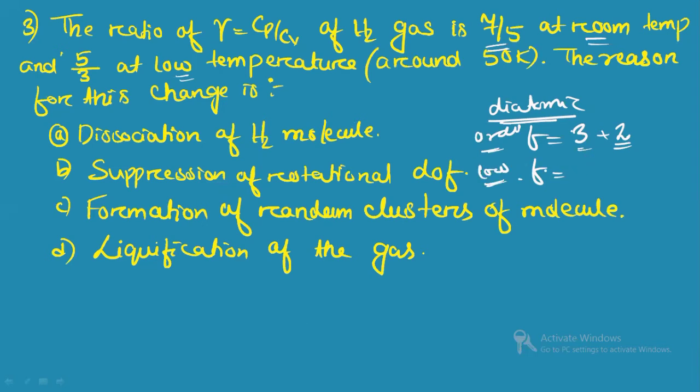At low temperature, how many degrees of freedom will be there? There will be only 3 degrees of freedom, because at low temperature they are not having enough energy to rotate. So the degree of freedom will be how much? 3.